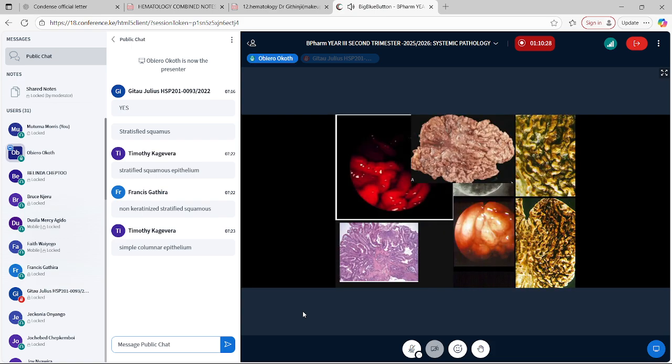I don't know whether you can see this. This is the endoscopy. This is a thickened rugae. It looks like the brain. In fact, if I show you this from the top, you will think it's the brain. It's not the brain. This is the stomach with thickened rugae. Very, very thickened rugae.